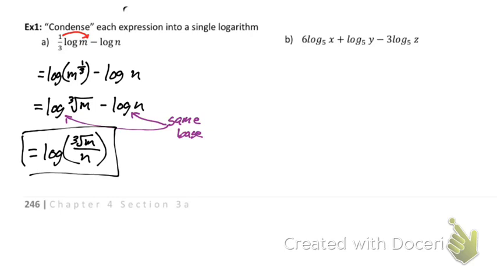So while condensing, I want to push that 6 in here. So we're going to carry that 6 and turn it into a power of the argument. We're going to take that 3 and turn it into a power of the argument. Do not use the negative. The negative is going to be division. Make sure you just use the positive 3 right there. So that's going to equal log base 5 of x to the 6th plus log base 5 of a y minus log base 5 z cubed. Once again, do not take it as the negative.